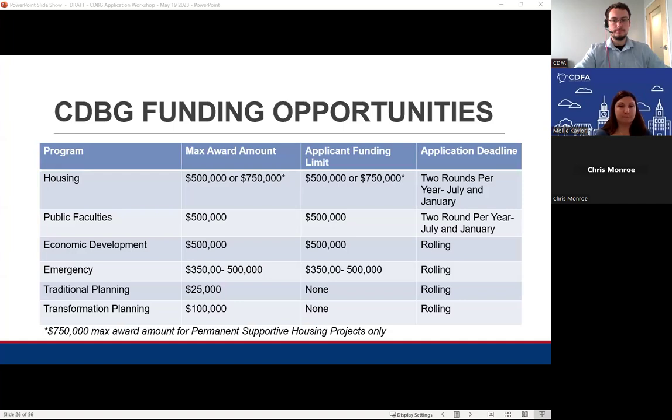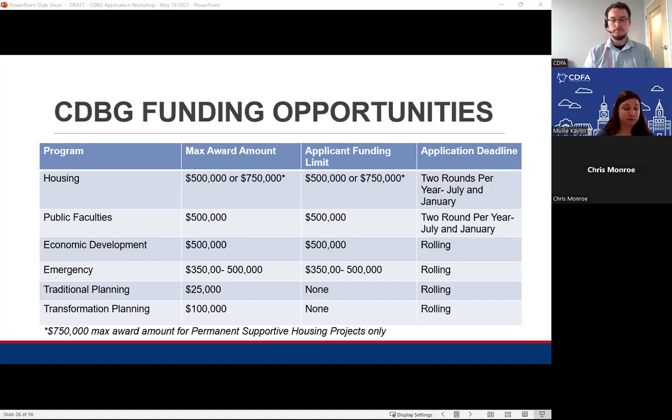My colleague who's listening in on the presentation today, Molly Donovan, oversees our economic development and micro programs. And if you have questions specific to that we're not getting into today, feel free to reach out to her, and she would be happy to talk more with you about your funding needs to see if the CDBG economic development resources might align with that. So again, today we're talking primarily about the housing and public facilities programs.